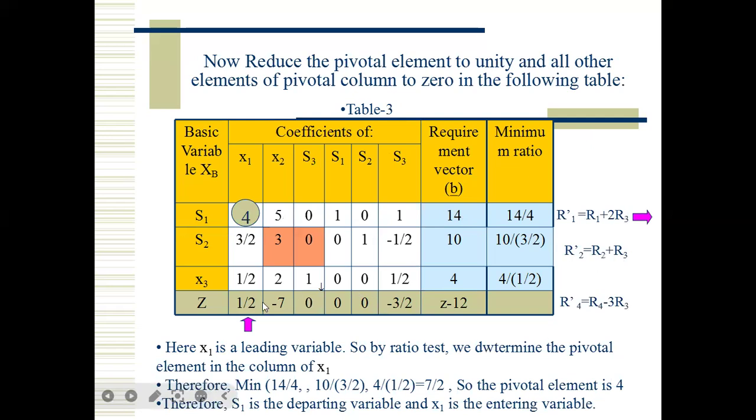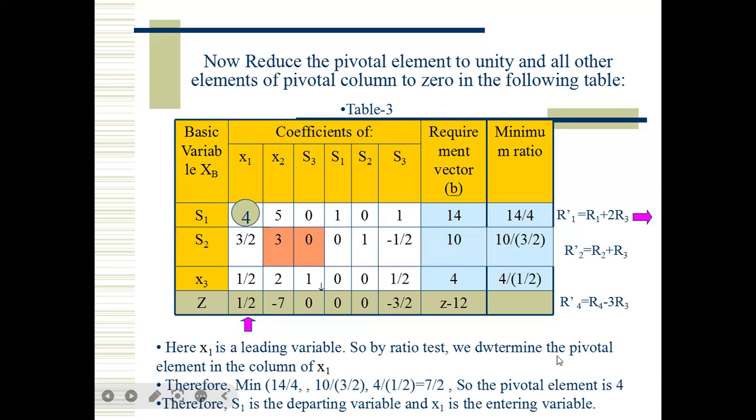Similarly, the reduced fourth row equals the fourth row minus 3 into the third row. We get this one. So again we observe the Z values. Z values here are half and minus 7, only positive on this, and this is the maximum one. So X1 will be the leading variable here.